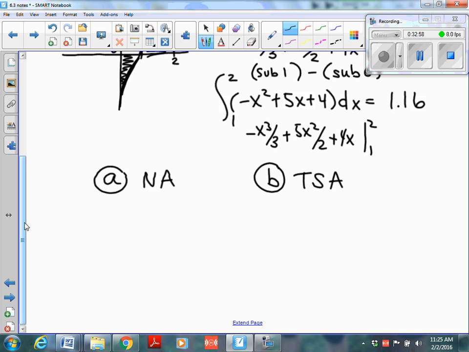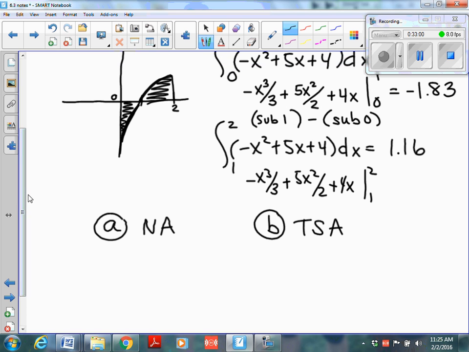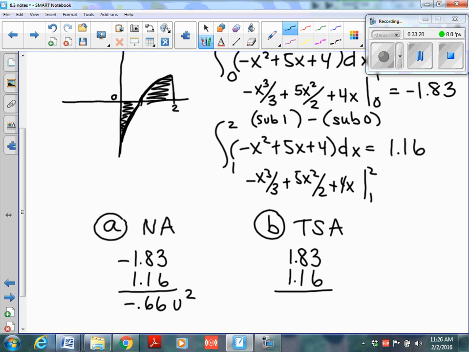If they ask you to find the net area, you take into account the negative and the positive. When you work this out, you're going to get a negative 0.66 repeating units squared. If they want total surface area, the part that's negative, you're going to change it to positive. And the part that's positive, you're going to stay positive. And when you add that up, that makes 2.99. I think the book has 3, which would make sense. Units cubed.